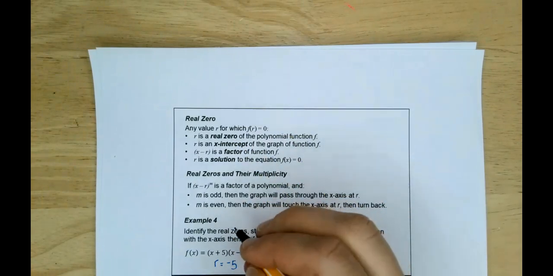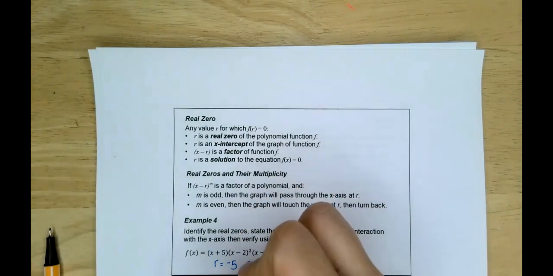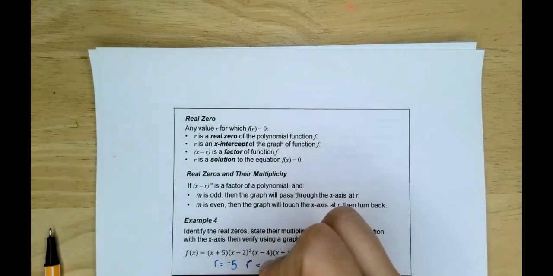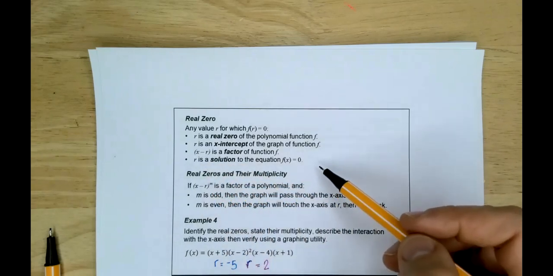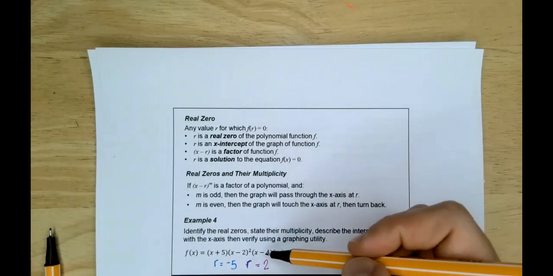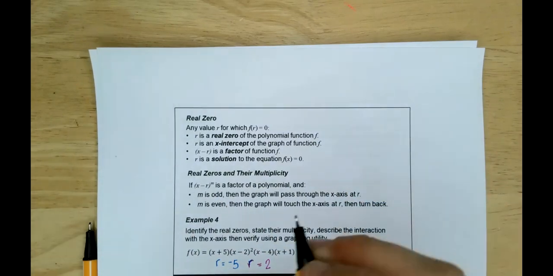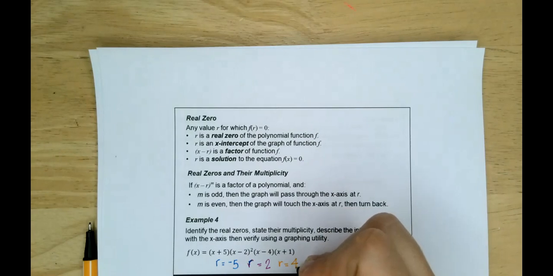Here I have x minus 2, so that real zero is a positive 2, because when I take the opposite of that number and combine it with x, you get a factor of the function. We also have x minus 4, that means that real zero is a positive 4.